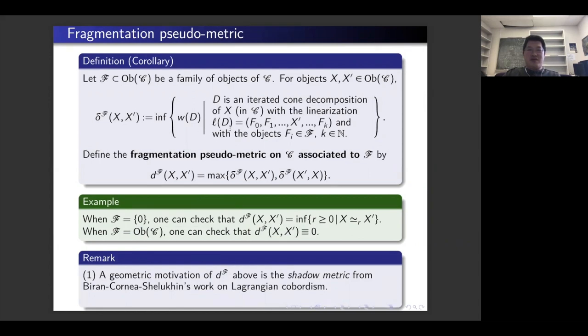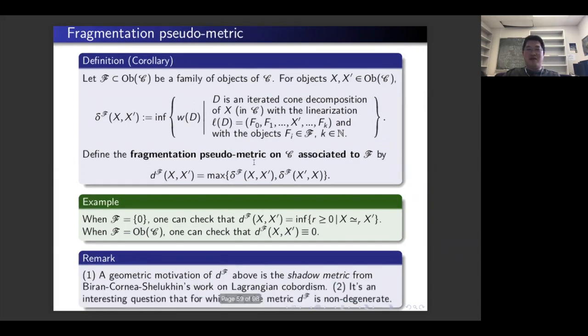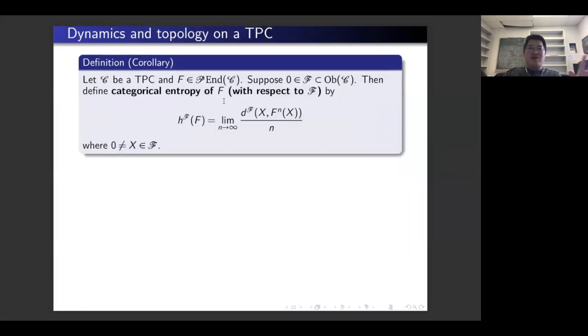And I think our case is sort of like an algebraic analog of that. And also it is an interesting question which subset of this F we can take such that this actually becomes a non-degenerate metric. I think we don't know that. Okay, once you have this metric, defining this categorical entropy will be very easy.